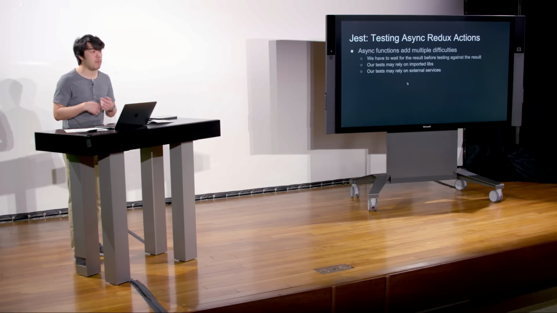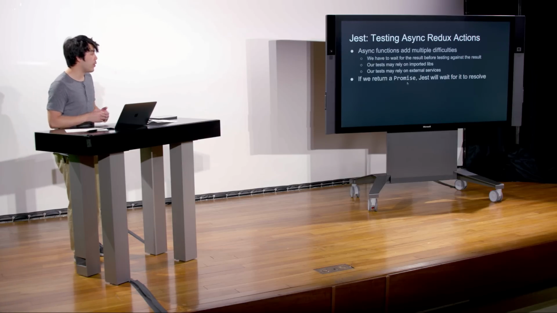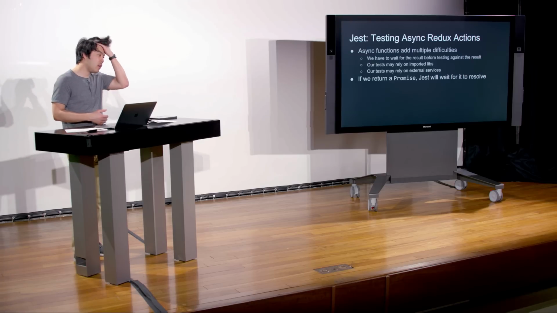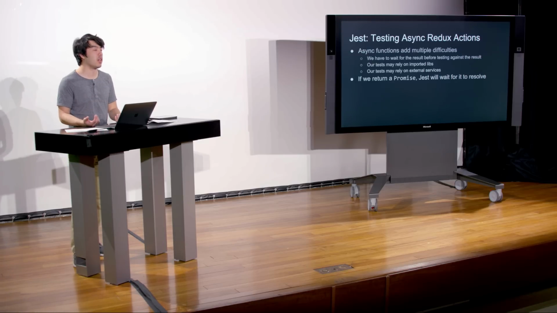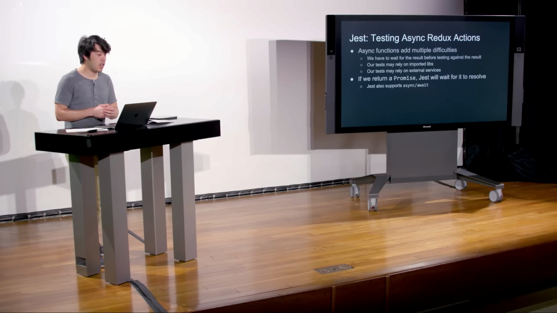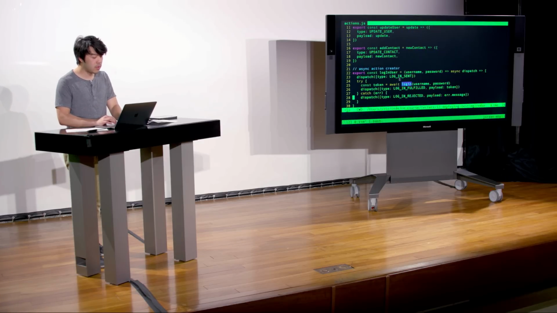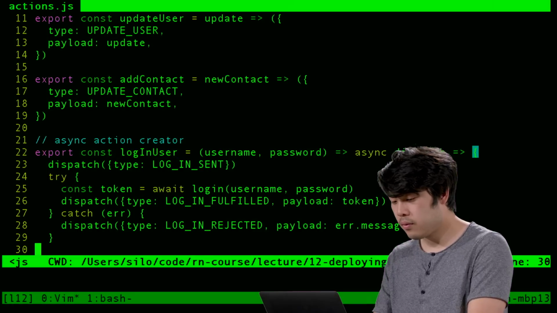So how might we go ahead and combat these three difficulties? Well, for the first one, if we return a promise, Jest is smart enough to be able to wait for it to resolve before it checks against that value. Jest also supports async await, which is awesome because we can just await a value and then go and check against it. And so let's go ahead and start to write a test for this asynchronous action creator here. And so we're going to be using login user.